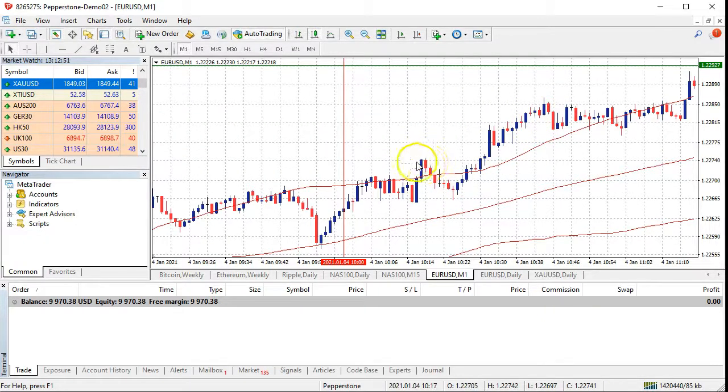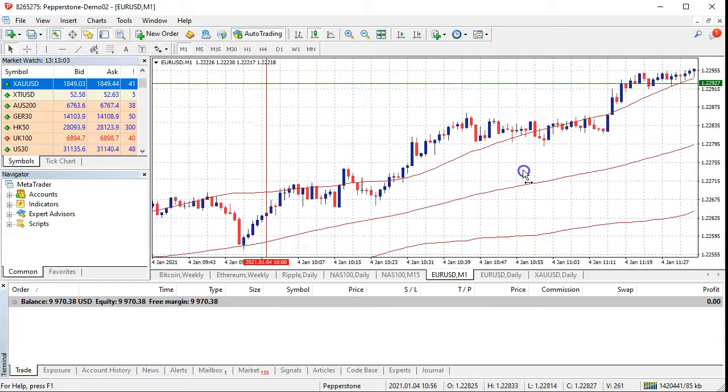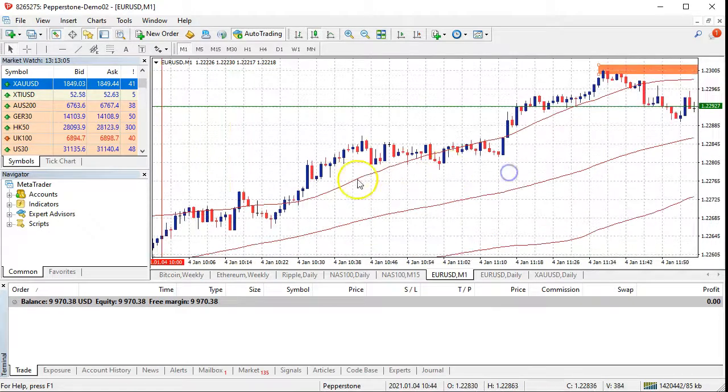I don't like this kind of setting. I don't trade a setting whereby only one candle closes above the Bollinger Band. I like to see more moves, more candles closing above the Bollinger Band. So I like this setting, right? I like many candles closing above the Bollinger Band. And now I'm looking for a trade, right?